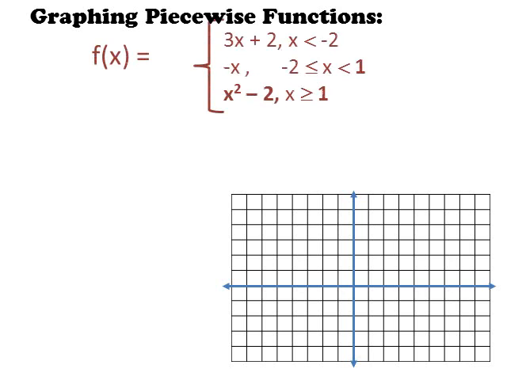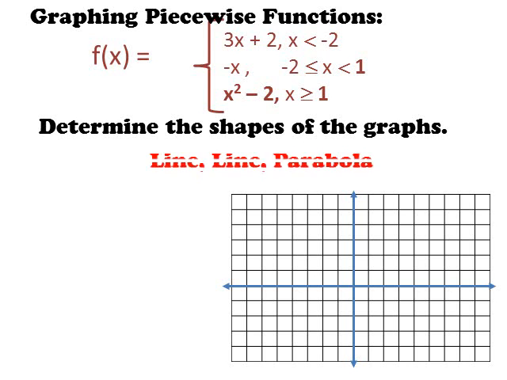Another example: here I have 3x plus 2 when x is less than negative 2, negative x when x is between negative 2 and 1, and finally x squared minus 2 when x is greater than 1. I have two linear functions and one power-2 or square function, which means a parabola. Let's graph the first one.